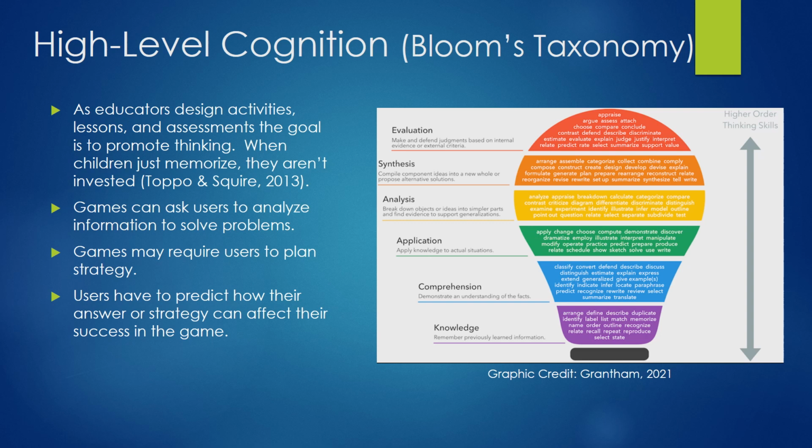Games may require users to plan strategy. Planning a strategy is synthesis, again, a higher level thinking skill. And then when users have to predict how their answer or their strategy affects their success in the game, that is also one of the higher level thinking skills. That one is evaluation. They have to evaluate what they are doing. They have to predict to see how their choices affect their scores.